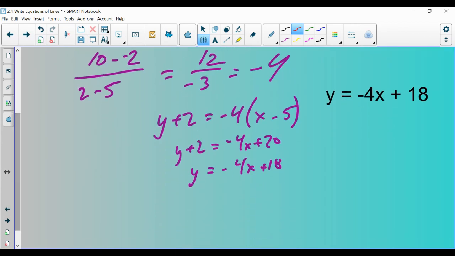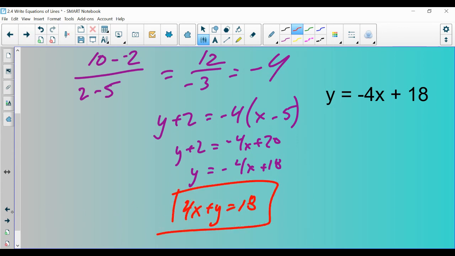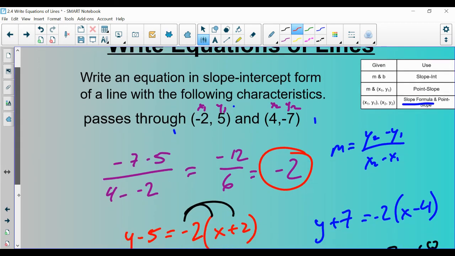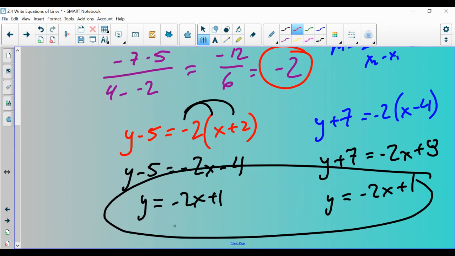Here's another one. Same idea. Converting this into standard form is super easy. There's a negative 4x here. To move it to the other side, you would add 4x. 4x plus y equals 18. Right? That would be in standard form now. This guy here, same idea. Add 2x to both sides. 2x plus y equals 1.